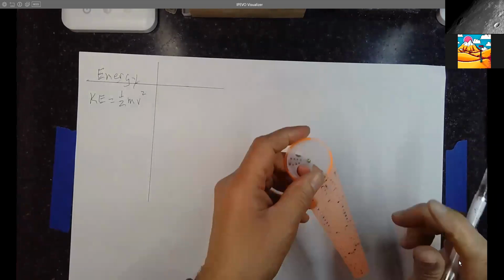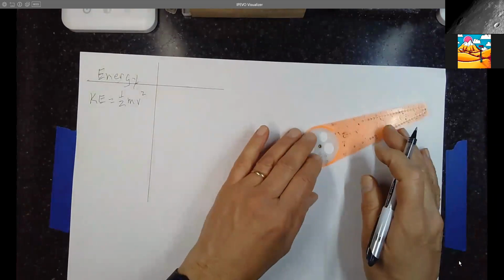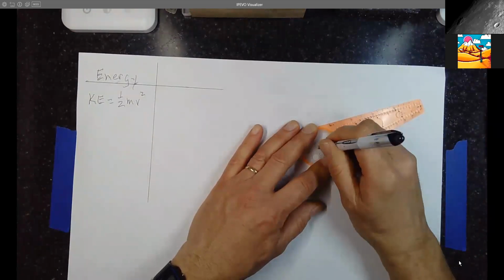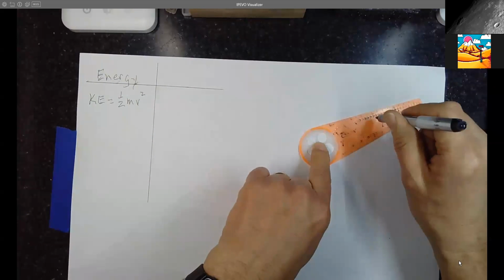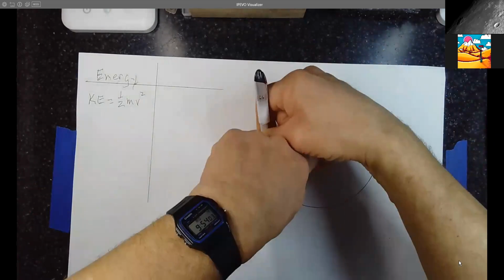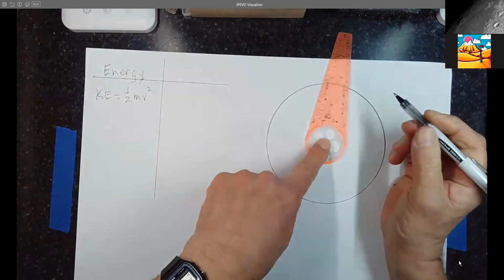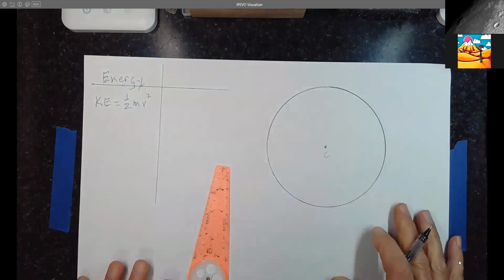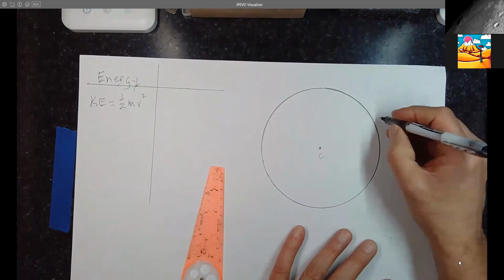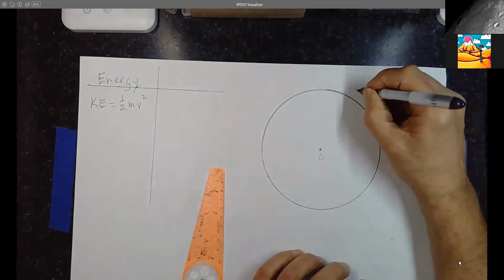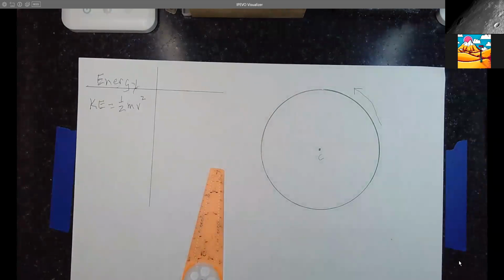Now, let's imagine a round object that's turning, and I'm just doing it with round objects because they're easier to draw with a compass. But it doesn't necessarily have to be round. It could be any kind of shape you want. So here's our round object. There's the center of it. And we'll imagine that this thing is turning in the counterclockwise direction.